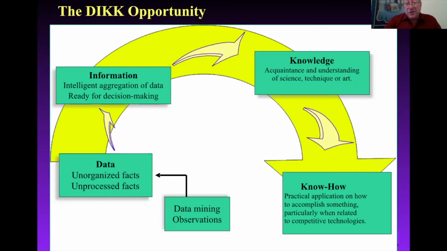Then from information, you go over into knowledge. In this particular case, what we're talking about is knowledge is the acquaintance and the understanding of, say, for example, science, technique, or art. You're starting to put it together. And then finally, as far as know-how is concerned, is when you are practically applying how to accomplish something, particularly when it relates to competitive technologies. Because remember that know-how is when you're comparing it with whatever happens to be out there.